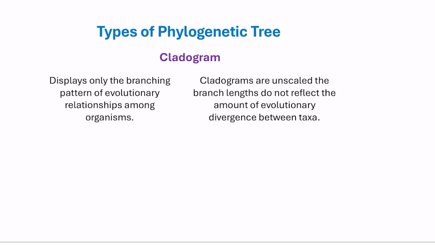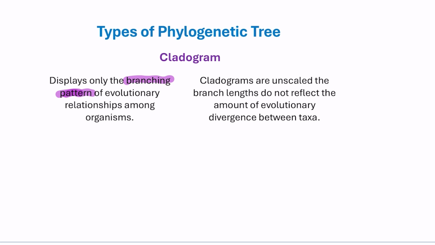If we are discussing phylogenetic trees, certainly there are many types. The first one is the cladogram. What can we conclude from it, and what are the differences between the cladogram and other types of trees? A cladogram displays only the branching pattern. It shows only the branching system of the evolutionary relationships of organisms.